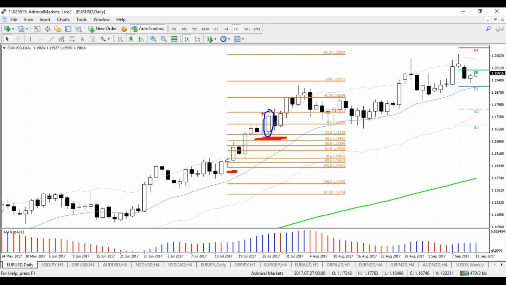On the weekly chart, I think what we were using this example, right? All right, so let's take a look at that on the daily chart. All right, there we go.